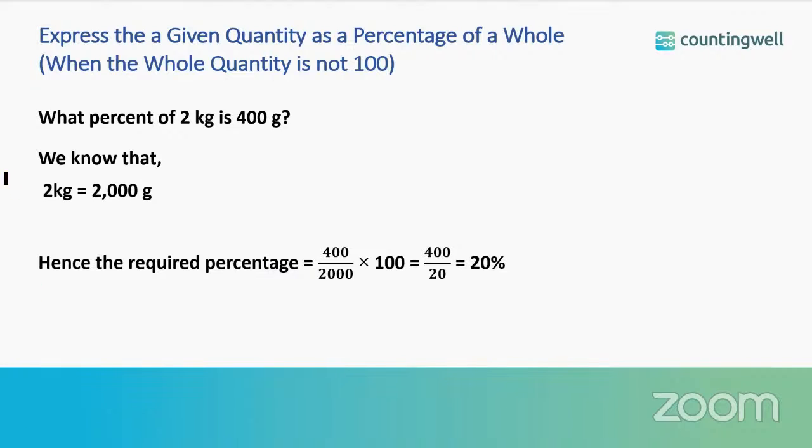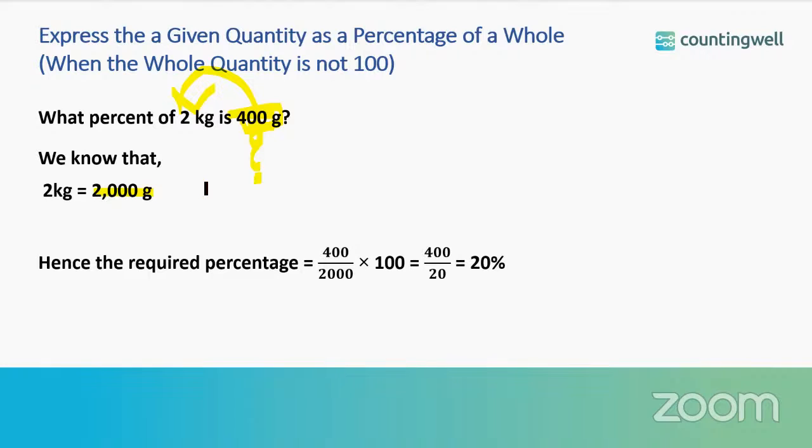Let us look at this question. What percentage of 2 kg is 400 grams? So 400 grams is a part of 2 kg, but how many parts is it if you take it out of 100? If it is 400 grams from 2 kg, what about if we take it from 100 units? So 2 kg is, we know, 2000 grams because 1 kg is equal to 1000 grams.